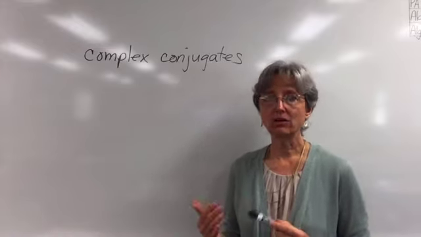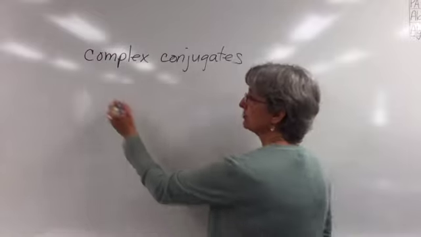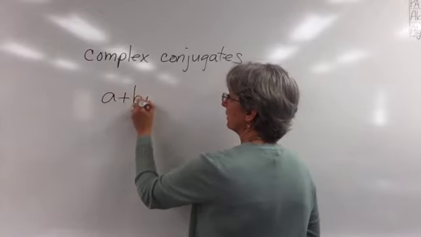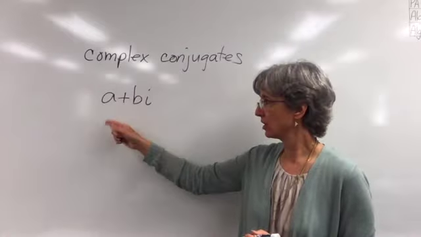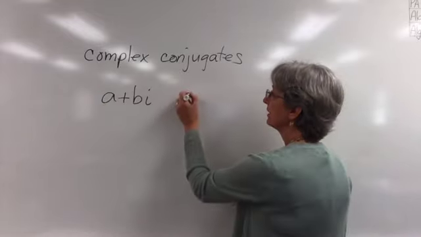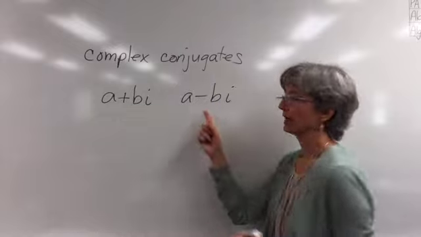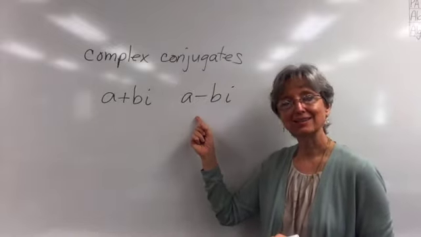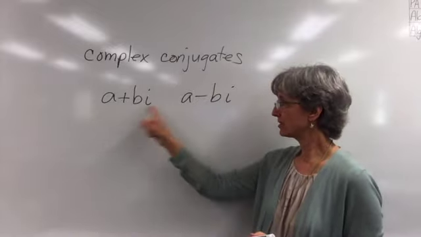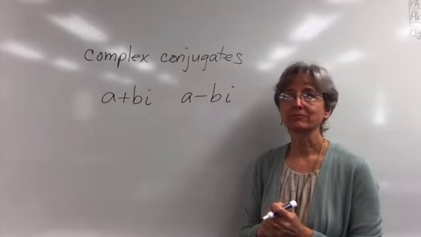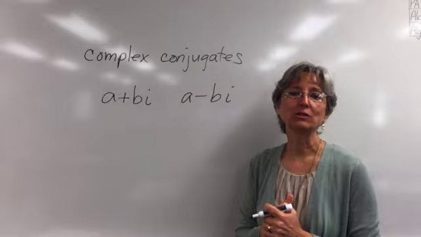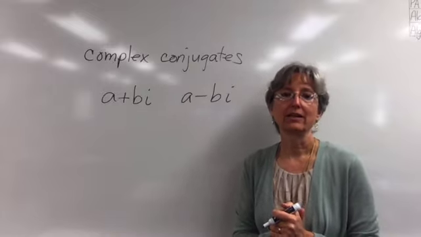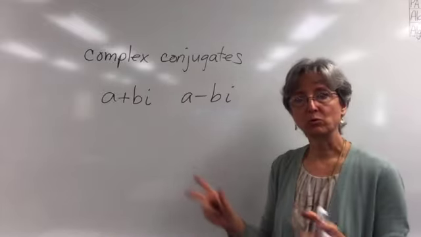If I have a complex number, some real number a plus bi, which is the standard form that I showed you, its conjugate would be a minus bi. It would just be the opposite sign. And this is really clear because when you multiply something by its conjugate, basically you get rid of the imaginary part. Let me show you how it works with letters.